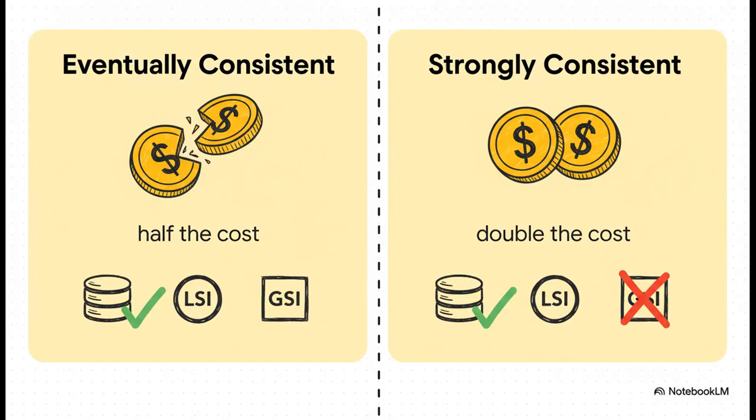So let's put these two head-to-head. Eventually consistent, that's your default. It's half the price, and it works everywhere. On your main tables, your local indexes, your global indexes, the whole shebang. Strongly consistent, that's the premium opt-in choice. Full price for that guarantee of instant data.